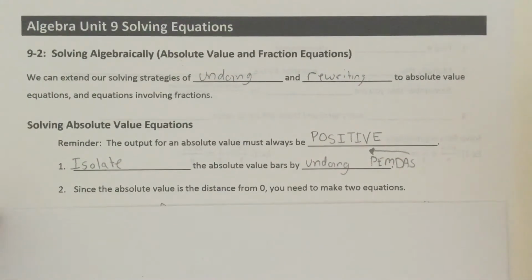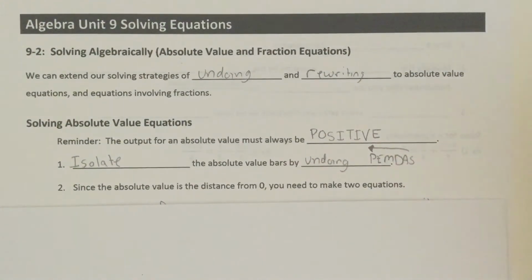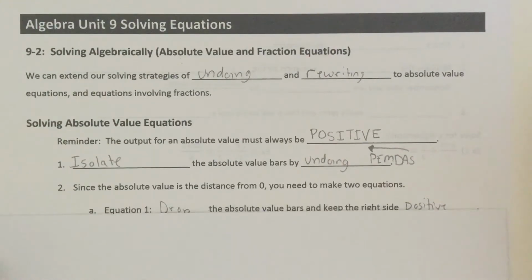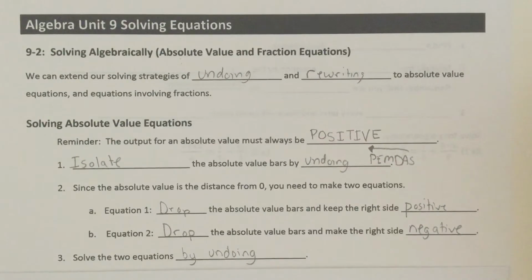Once you do that, since the absolute value is the distance from 0, you're going to have two equations. One thinking like the right side being positive, one the right side being negative, the distance from 0. Either that number to the right or to the left. So the first equation is going to be drop the absolute value bars and keep the right side positive. Okay, so nothing really changes other than dropping the absolute value bars. Equation 2, you're going to drop the absolute value bars, and then make the right side negative as well. And then finally, you'll have two equations, and you're going to solve those two equations by undoing.